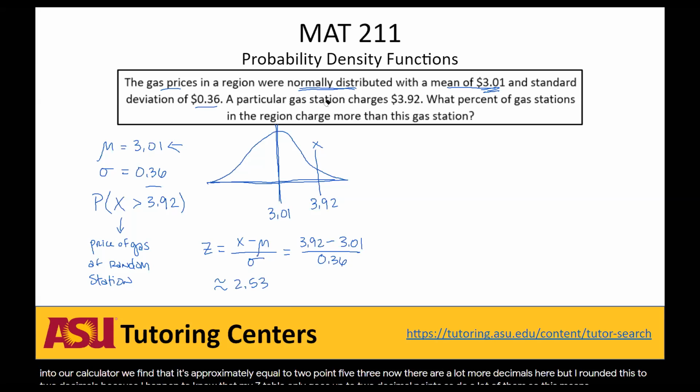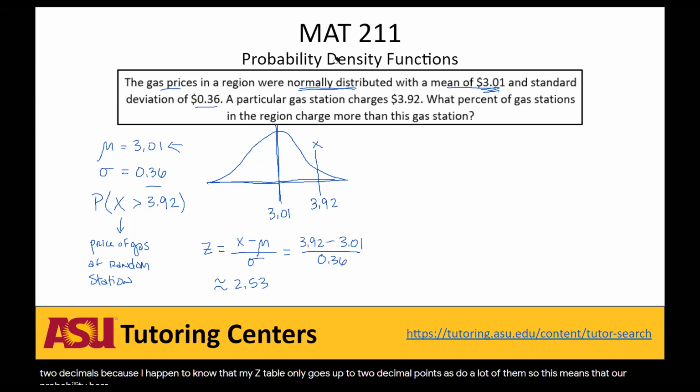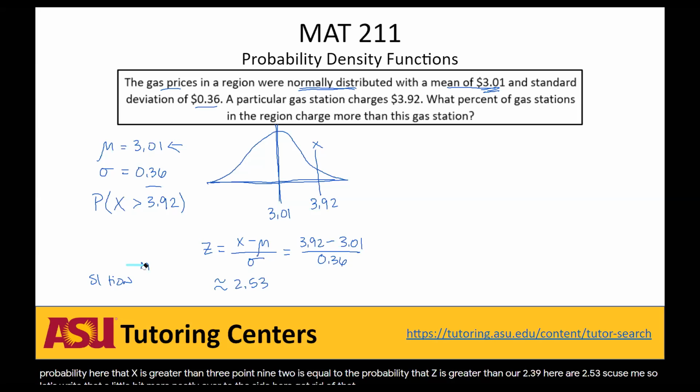So this means that our probability that x is greater than 3.92 is equal to the probability that z is greater than 2.53. So let's write that a little bit more neatly over to the side here. So we've got this is equal to the probability that z is greater than 2.53. There we go.